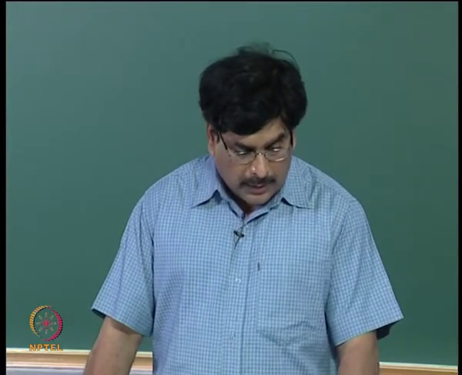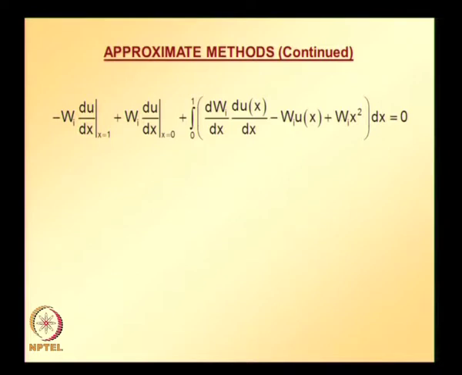So, if you see, the first term can be further simplified, because it is given that the derivative of u with respect to x evaluated at x is equal to 1 is 1. So, that information is given.